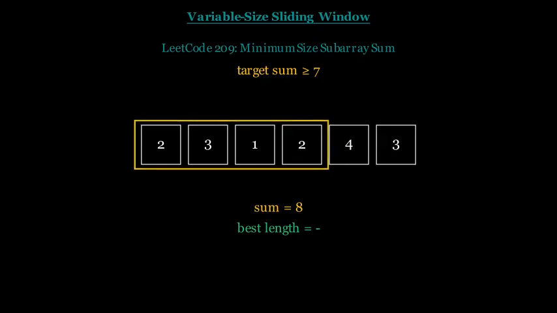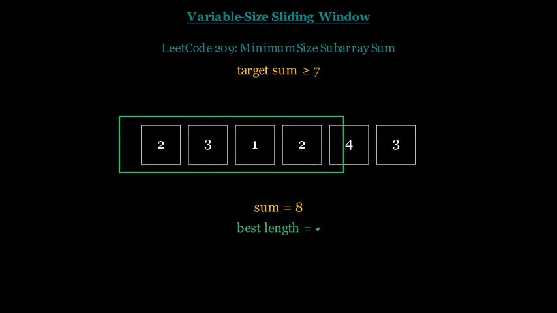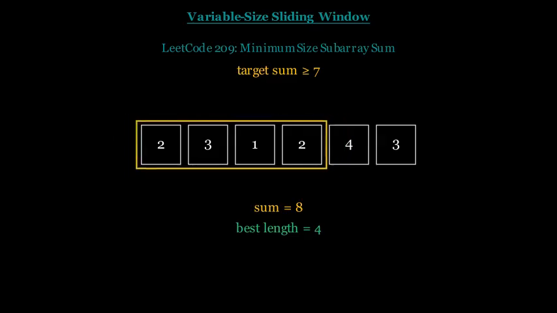That's enough to hit the target. Window length is 4. That's our new best. Let's see if we can shrink it further. Shrink from the left. Remove 2. Sum drops to 6. That's below target now. So we stop shrinking and go back to growing.